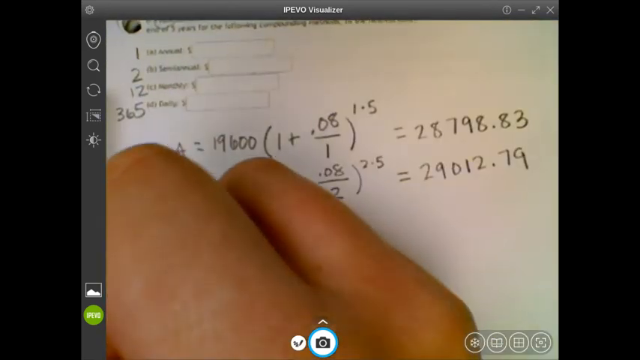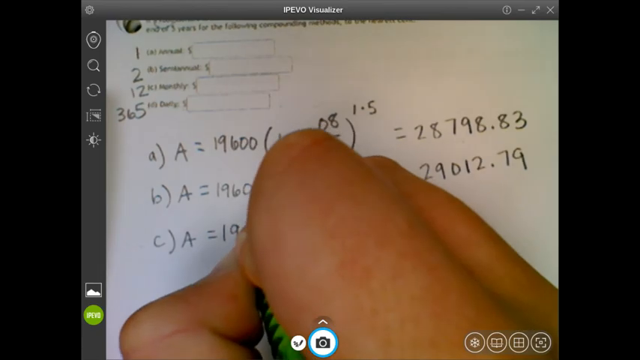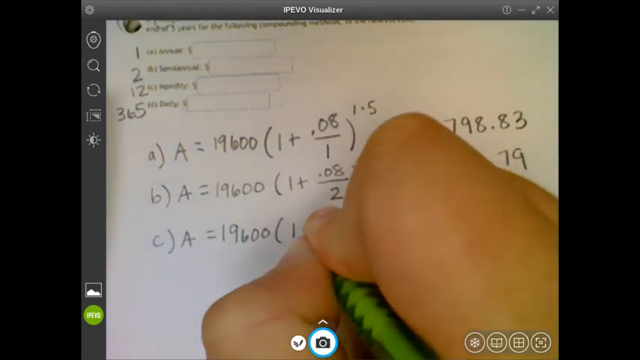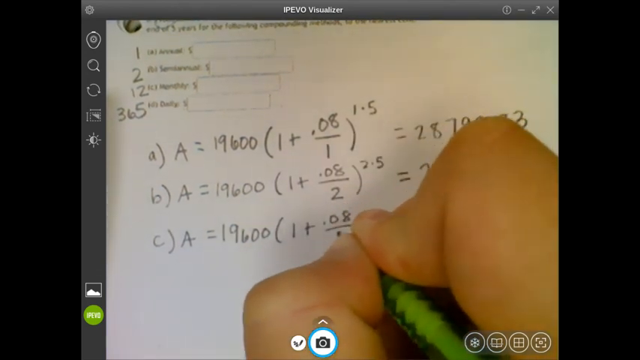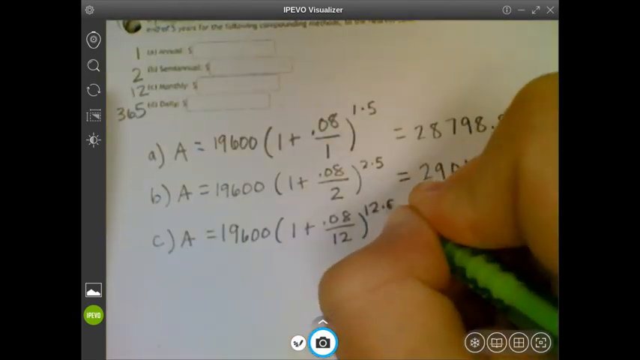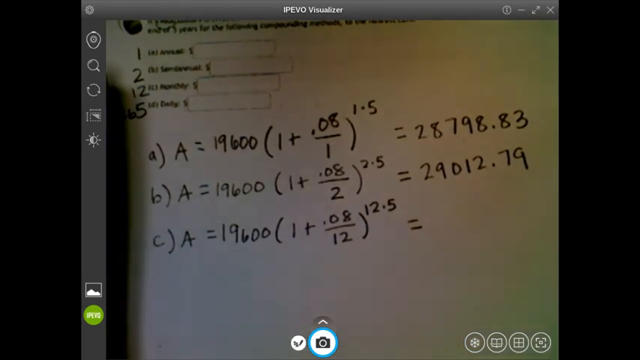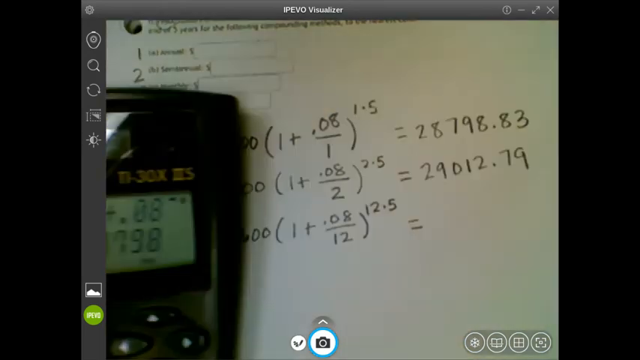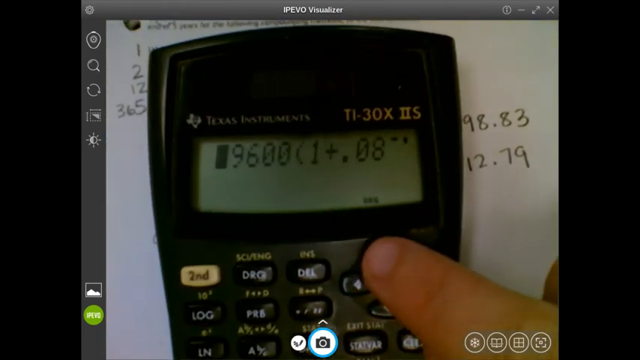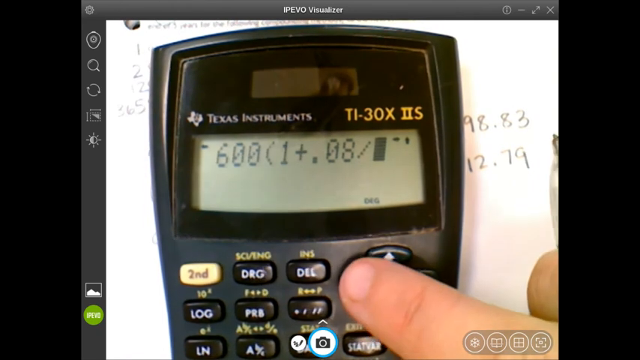All right, part C. Now we're doing the compounding monthly. So everything else is exactly the same, except the 2 changes to a 12 for monthly. So this will be 12 times 5 in the power there. 12 times 5 is 60, right? 60. So just hit up and you should be able to go back through and make some changes. So this 2 should become a 12.